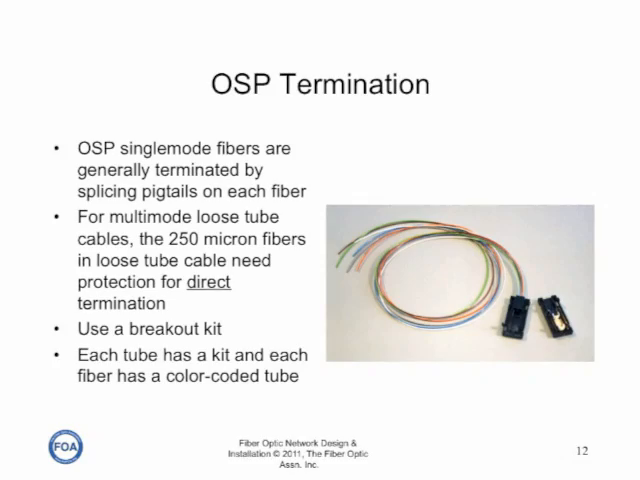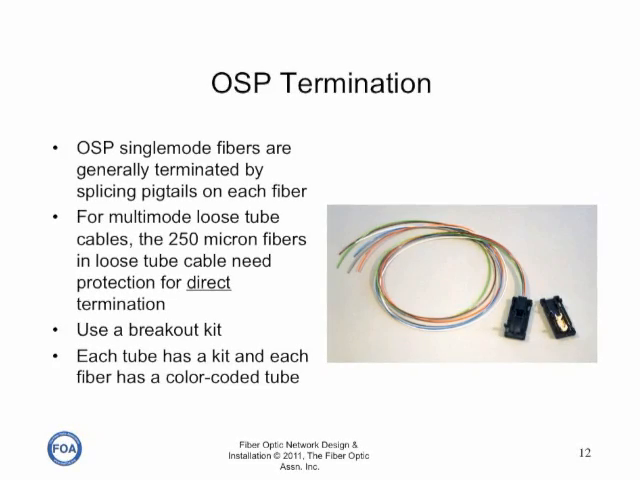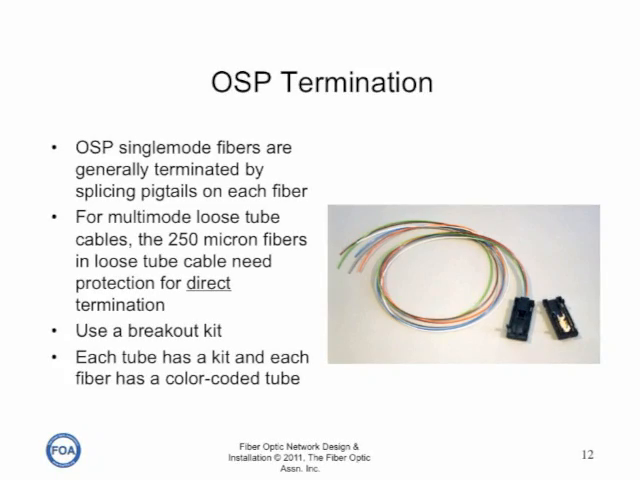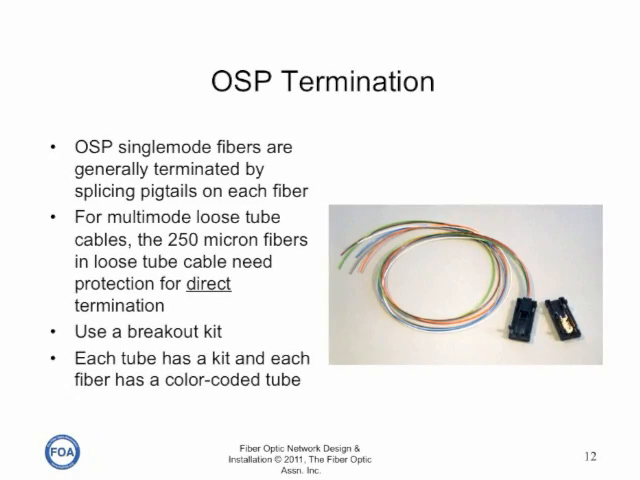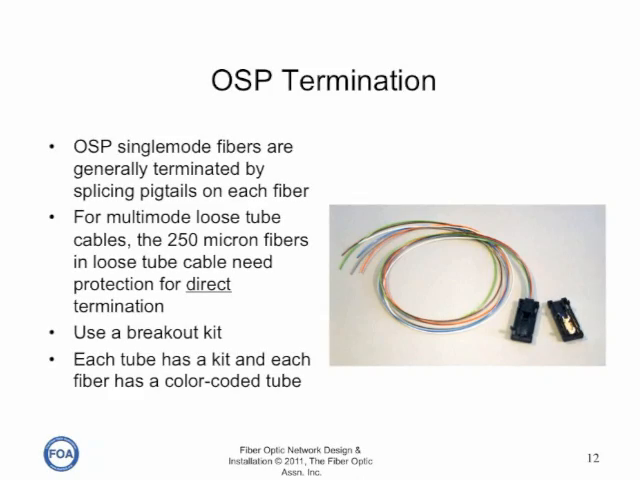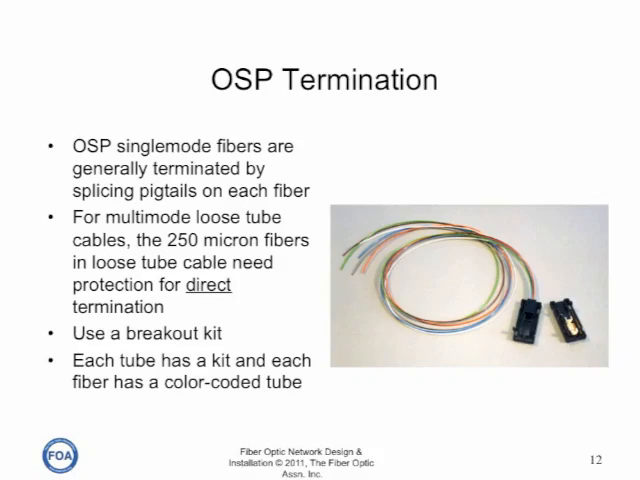Most outside plant cables are single-mode fiber and are terminated by splicing a pigtail, a short length of fiber with a connector on one end, onto each fiber, and then terminating in a splice closure. For multi-mode loose tube cables, 250 micron fibers can be direct terminated if they use a breakout kit like this.